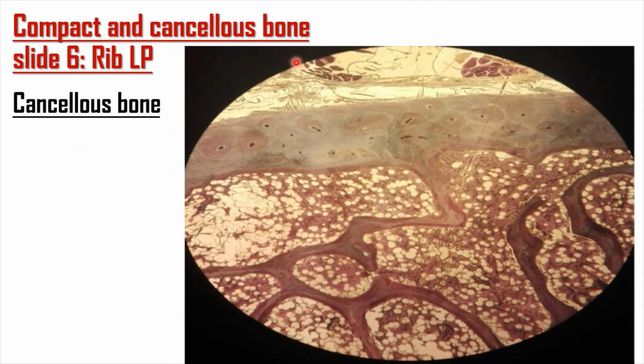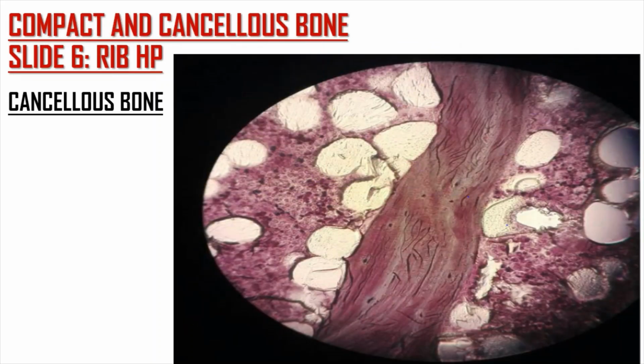So we've already looked at this. This is compact and cancellous bone at low power. All right, so this is cancellous bone at high power. We took it at high power. This is what we call the trabecula. And what you can see here is the bone marrow.